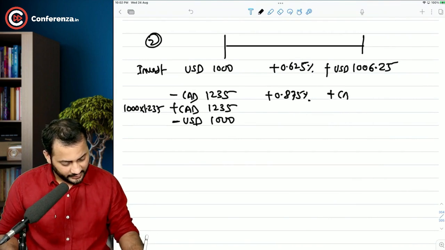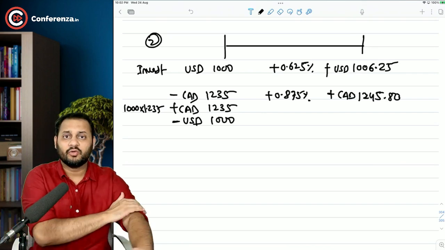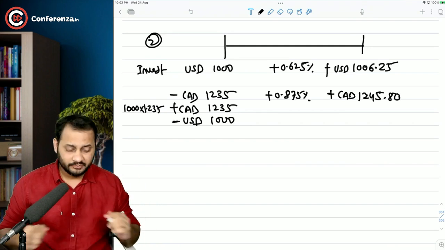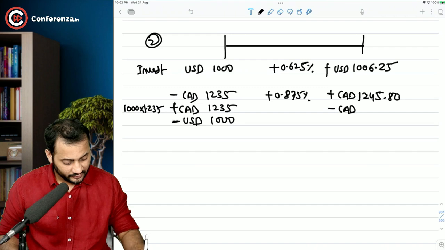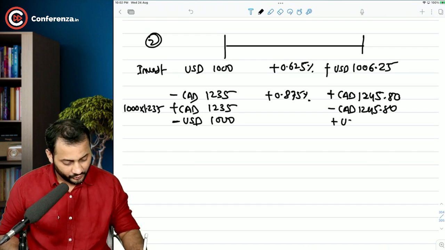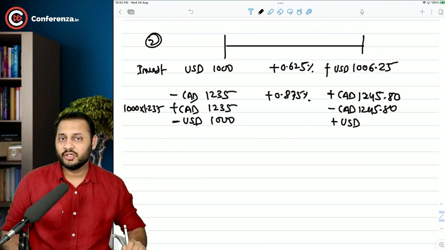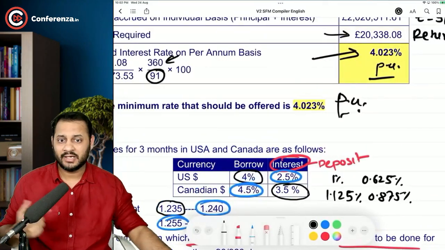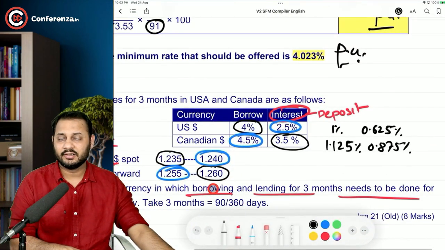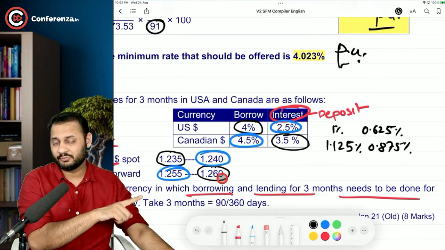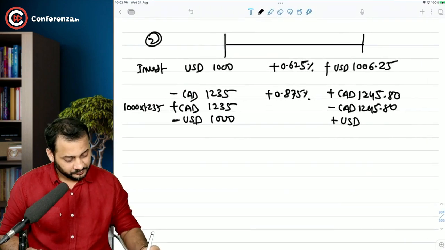So you will receive Canadian dollar 1245.80. What are you going to do with that? It's very simple, sir. You will sell those Canadian dollars and you will buy US dollar. How many US dollars will you receive? You are buying US dollar at the end of 90 days. Bank will sell it. The selling rate is 1.260. At the end of 90 days, bank's ask rate is important, 1.260.